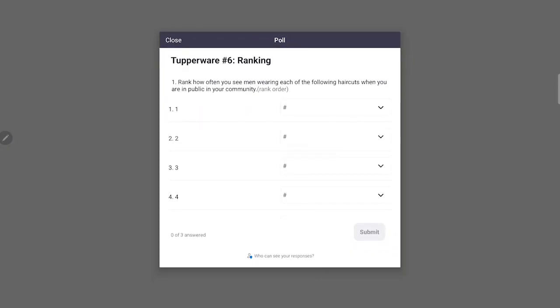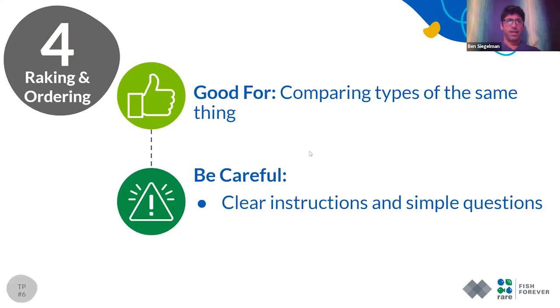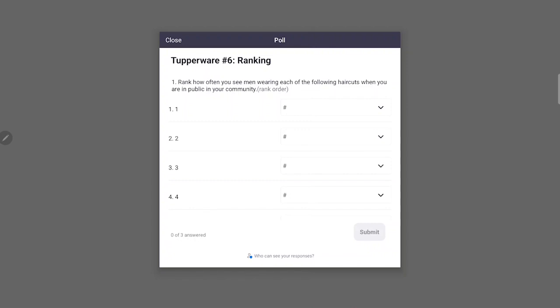Of course, I've given you, again, a bad example. And why is it a bad example? Well, I think it's not a very clear question and it's not very simple. So ranking is already a kind of complicated activity in a survey. So when we do it, the question needs to be really concise and simple. "How often do you see men wearing each of the following haircuts when you're in public?" It's like you've already lost me. So we want to keep these really clear and simple.